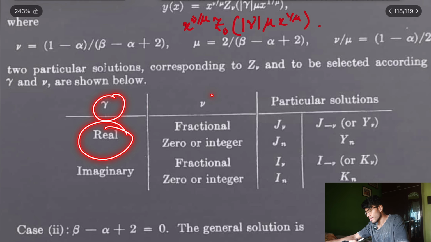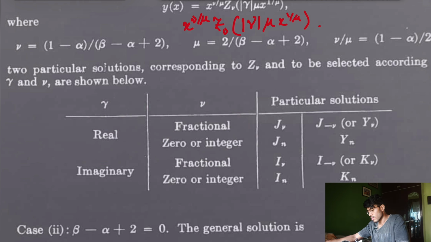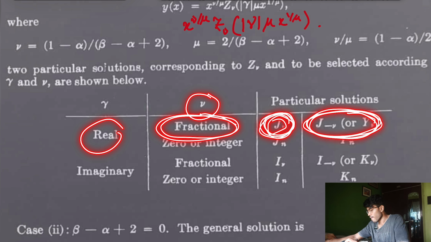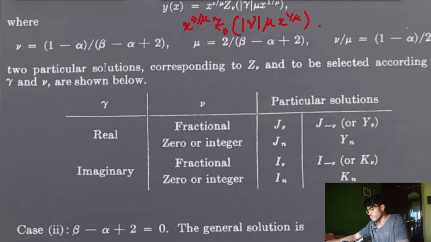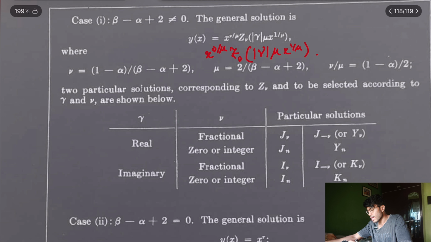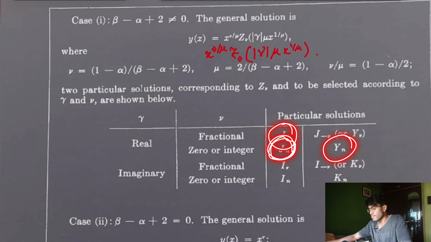So if gamma is real and nu is fractional, then Z will be this or this, particular solutions. So the general solution will be this plus this. If gamma is real and nu is 0 or integer, then your particular solution will be J_n, Y_n. So this plus this. If gamma is imaginary and nu is fractional, then it is I, you just have to write this. J is the Bessel function of the first kind, Y_n is the Bessel function of the second kind that I have talked about already.